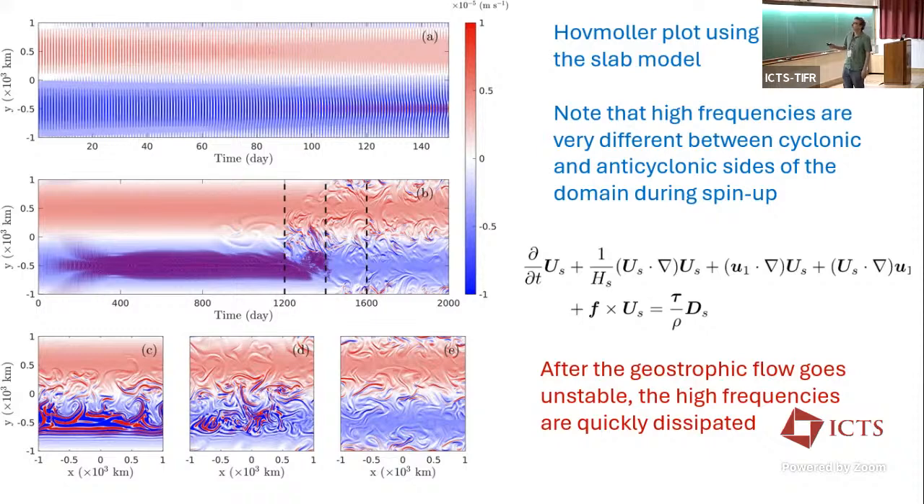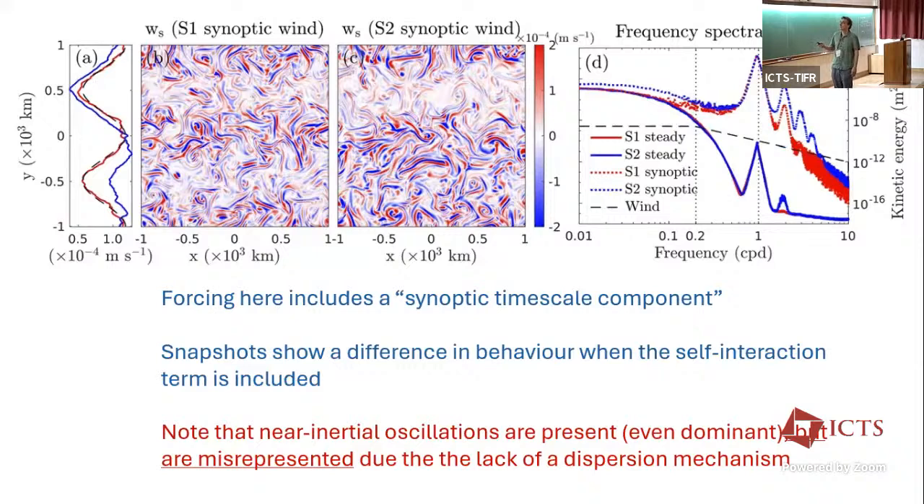So anyway, that's that problem. And this is, I didn't say, this is for a simulation where I kept this self-interaction term. If I didn't keep this, there would be a symmetry between the two sides, and I wouldn't get this sort of structure. Okay, so let's make sure I said everything. The high frequencies are very different on the two sides, and then the geostrophic flow eventually gets rid of it once it kicks in, once it goes unstable.